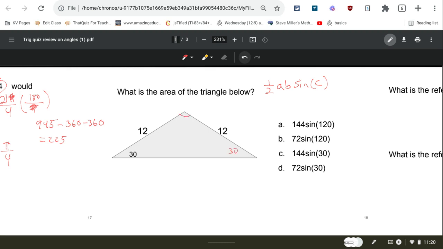Well, if both of these are 30 degrees, because it's isosceles, this must be 120. All right, so it's going to have to be one of these two, A or B. It would be 1/2. A and B are both 12s. And then sine of the included angle, 120. There we go. Half of 12 is 6, and then 6 times 12 is 72. So our answer is going to be B.